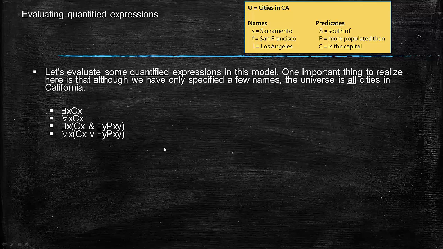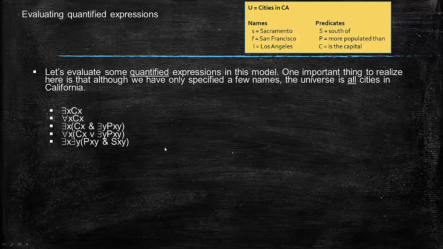For all x, either x is the capital or there exists a y such that x is more populated than y. Well, that's actually not true. Now, I'm not sure what the smallest bona fide city in California is, but it's not Sacramento. So if you think about the smallest city in California, that is not the capital, and there is nothing that it is more populated than. So that would be an instance of something for which this is not true. And since it says everything has this property, this turns out to be false.